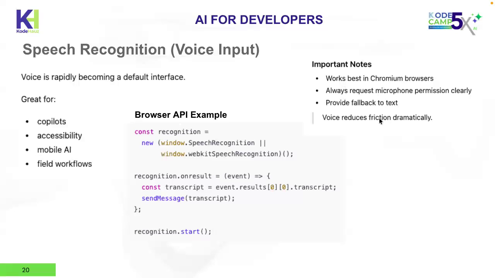So like I said, it works based on Chromium browsers. There will always be a request for microphone permission because this is running on your browser, and browsers don't have that immediate or default access to the microphone. People have to give permission. So you probably have to tell people, even though there's always a pop-up that comes up for that. And then it provides a fallback to text, right? For people who may not be able to directly work with text. So voice reduces friction. So I would recommend trying that out and see how it works for you. Of course, after this recognition, the start is what will actually trigger it.